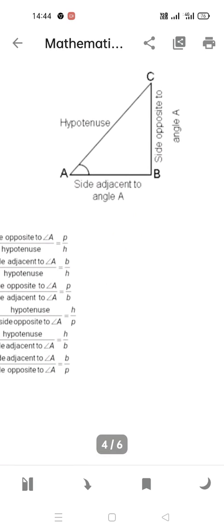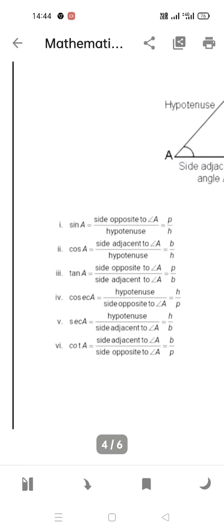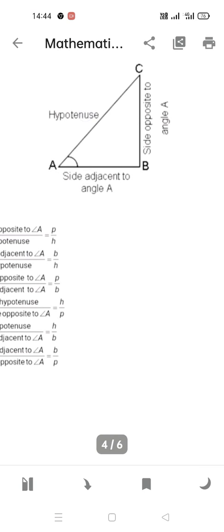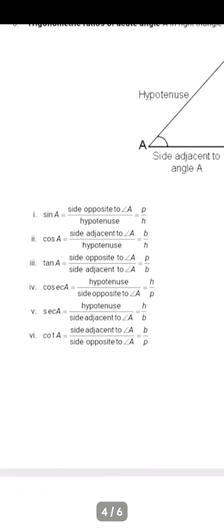The side opposite to angle A will be your perpendicular, the side adjacent to angle A will be your base, and the hypotenuse will be the hypotenuse. So there are 6 trigonometric ratios: sine, cos, tan, cosec, sec, cot. Sine will be perpendicular upon hypotenuse. Cos will be base upon hypotenuse. Tan will be perpendicular upon base. Cot will be base upon perpendicular. Sec will be hypotenuse upon base, and last, cosec will be hypotenuse upon perpendicular.